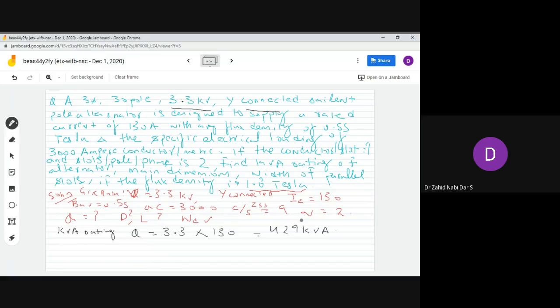Are you getting? You will be getting the value, and this is 3.3, so you're getting 429.